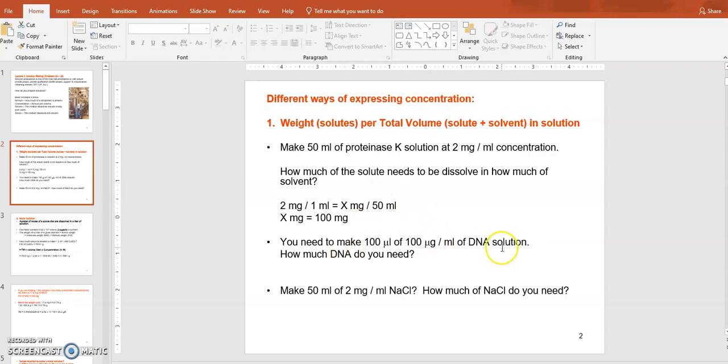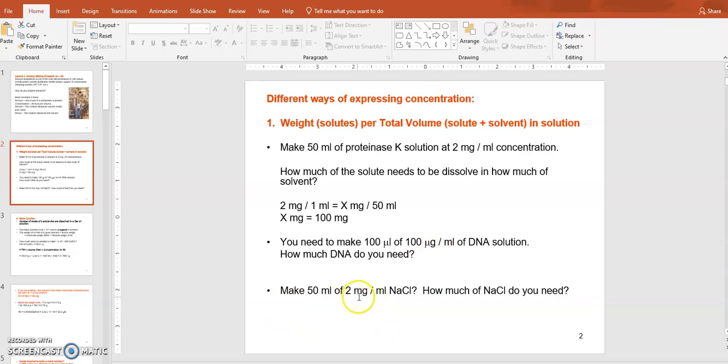And how about this question? Can you do it on your own? Okay, you need to make 100 microliter of this solution. The concentration is every 1 ml you need 100 microgram. Okay, in this case the concentration is higher than what you need actually, so it's 1/10. Okay, since it's 1/10, you need 1/10 of 100 microgram, so it is 10 microgram. Of course, it makes sense, right? Do the same thing here.